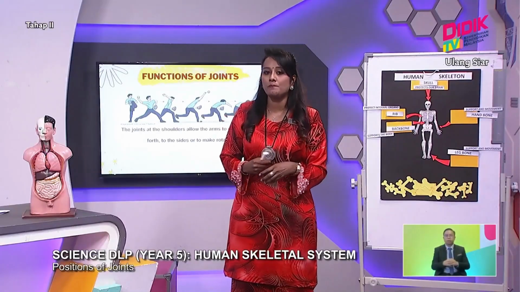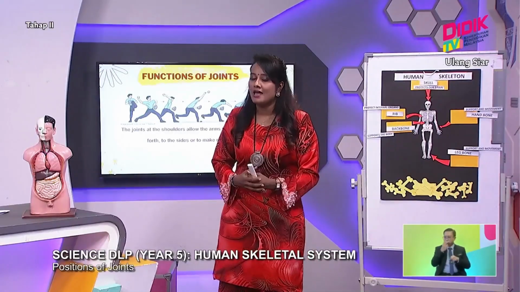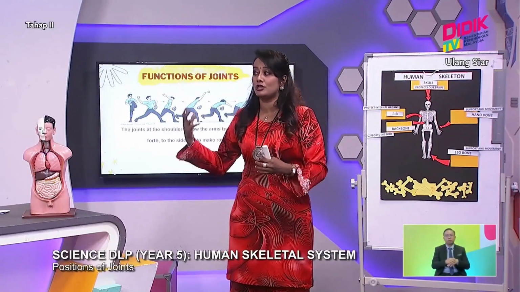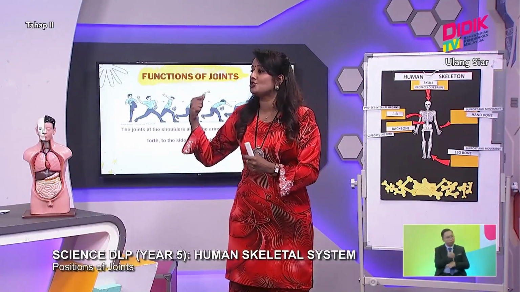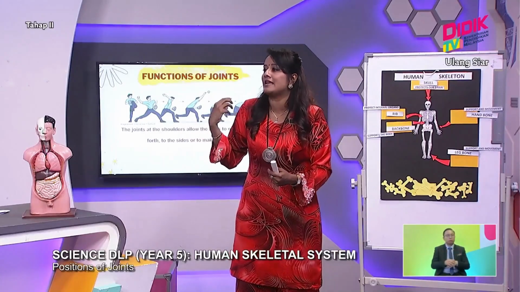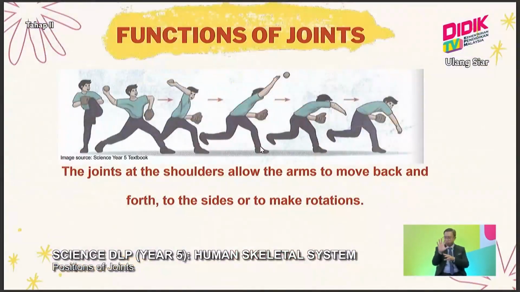Next, if you see people playing handball, rugby, even badminton, they use their joints. The shoulder joint allows the arms to move back and forth, forward, to the sides, and to rotate. Basically movements, right? Joints always help us to move.